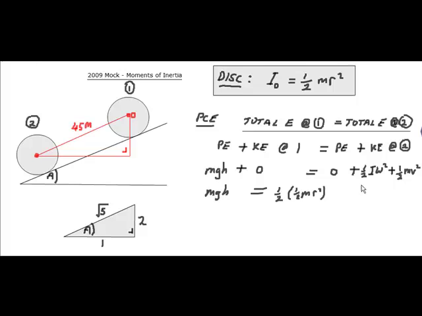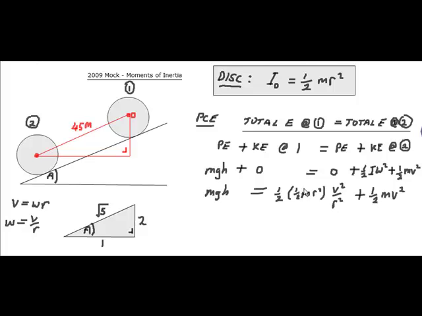So this is the position in the question where we have to remind ourselves of the relationship between omega and v, angular velocity and linear velocity. v is equal to omega r, which means omega is v over r, and omega squared is going to be v squared over r squared, plus a half v squared.